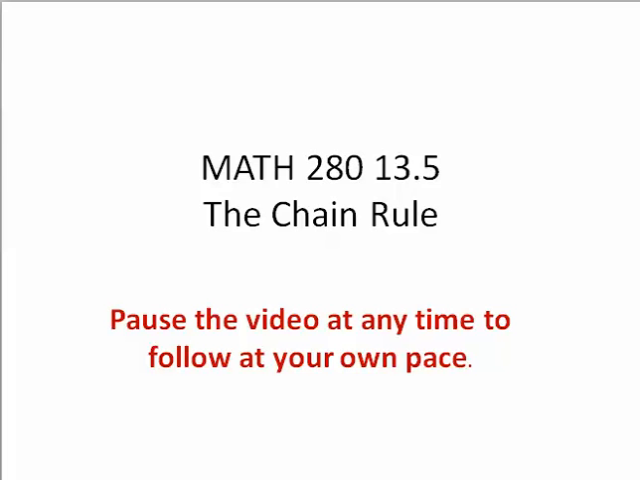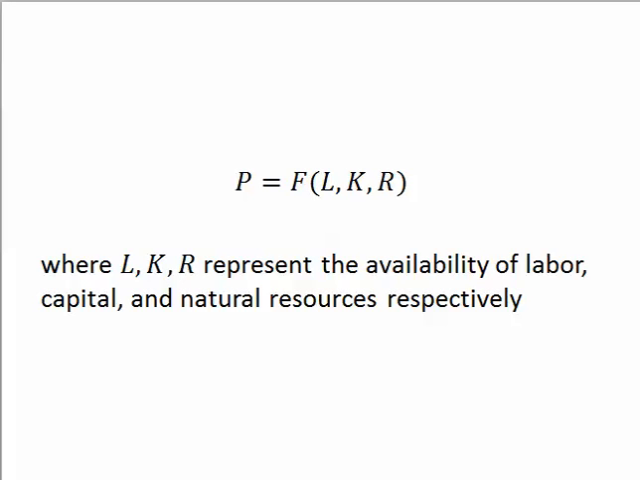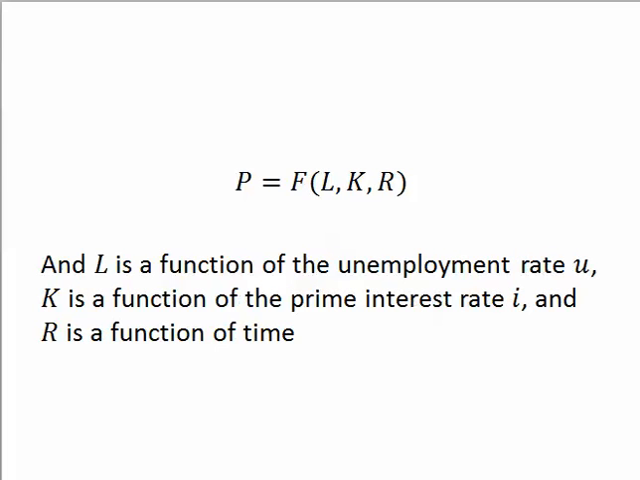13.5. The chain rule. Suppose an economist modeling the output of a manufacturing system uses a production function where L represents labor, K represents capital, and R represents natural resources. Suppose L is a function of the unemployment rate, K is a function of the prime interest rate, and R is a function of time.